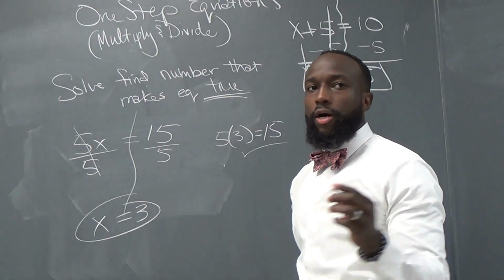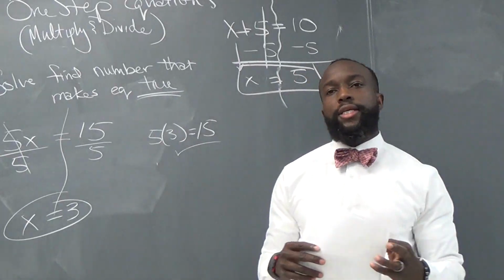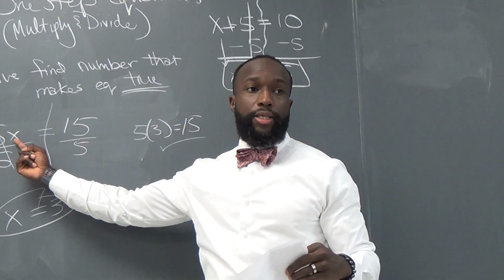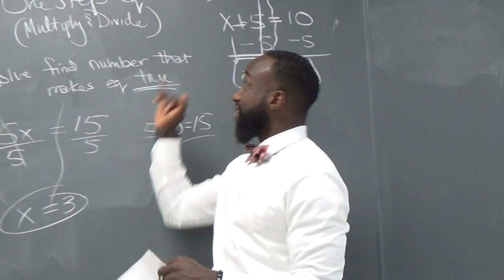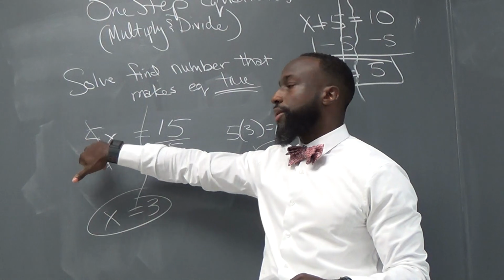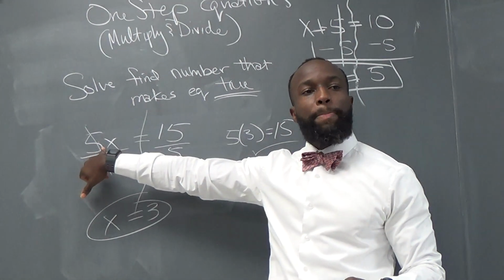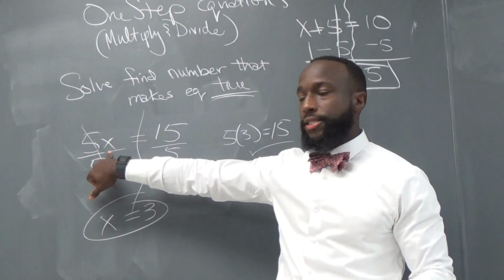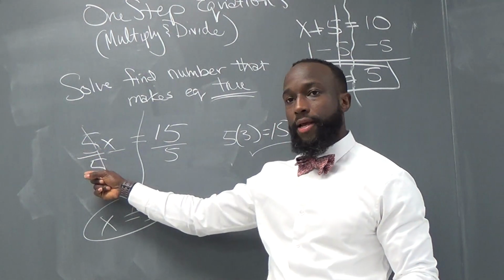So the whole object of solving equations is to figure out what the variable is. Because this is a one-step equation, just one step to get your answer, you get the variable by itself. To get the variable by itself when it's multiplied, you divide.